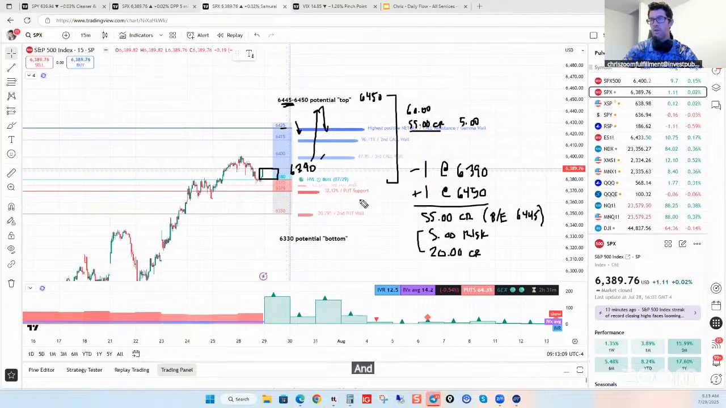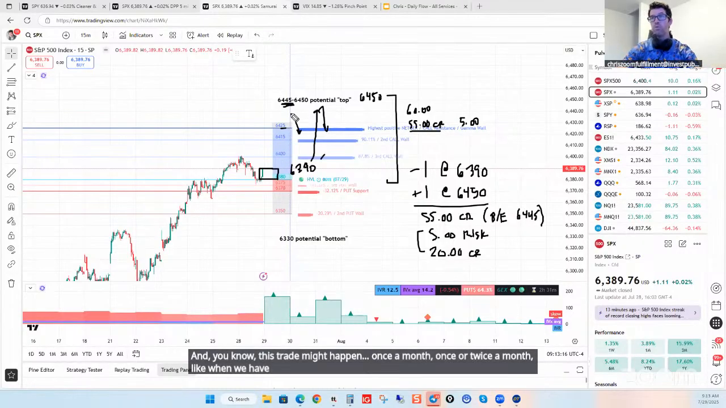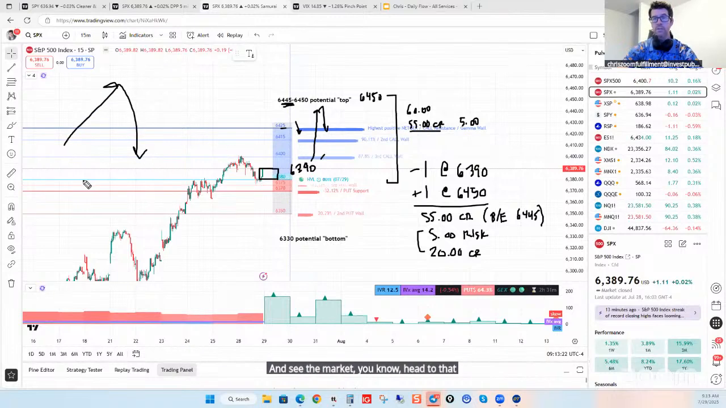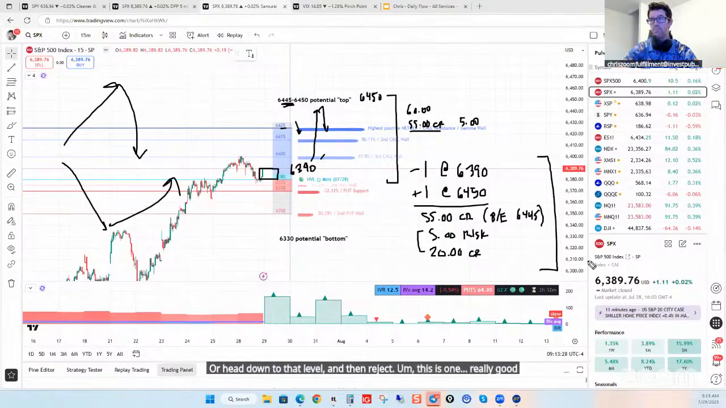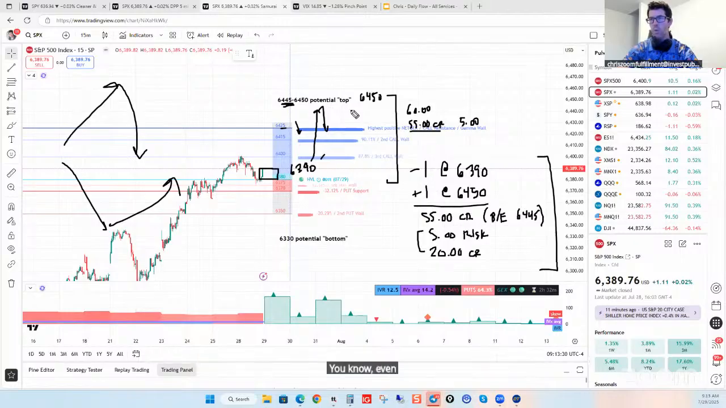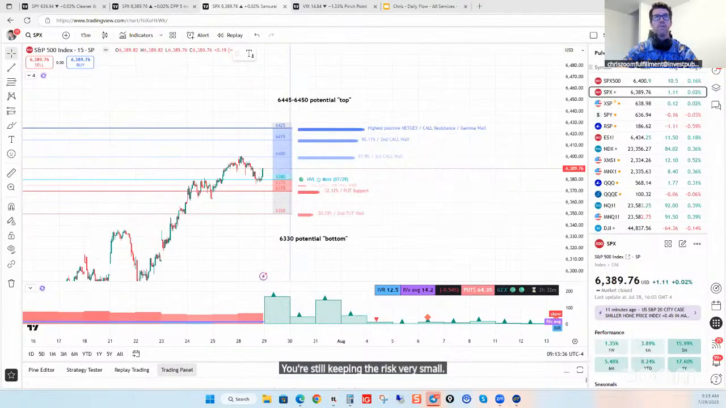And this trade might happen once or twice a month, when we have a big expected move, but we can hit that top or bottom based on the VIX and see the market head to that level and then reject, or head down to that level and then reject. This is one really good way I like to trade it. Even though it's 60 wide, that's crazy, you're taking in so much credit, you're still keeping the risk very small. So if I get that opportunity, I'm going to take that trade.